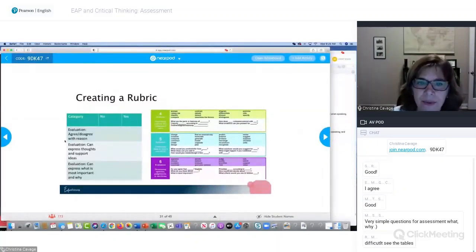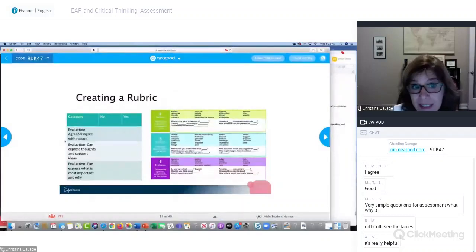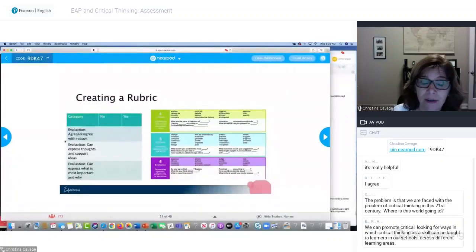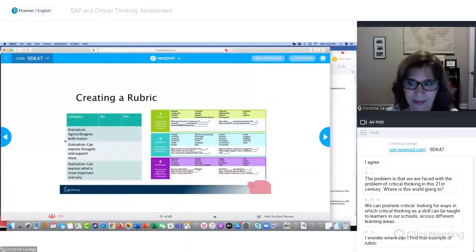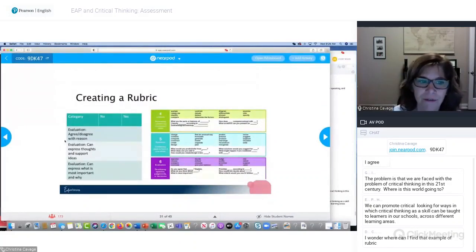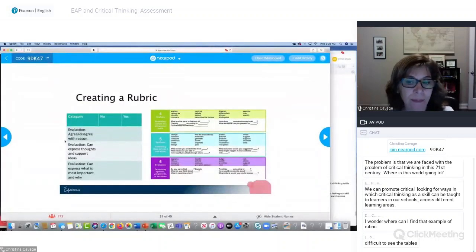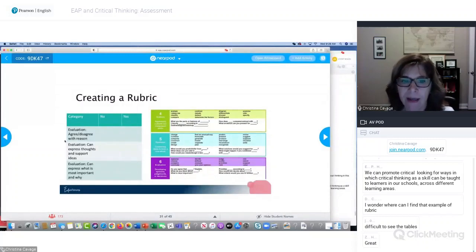So here's an example of a focus on 4, 5, and 6. Now this one is measuring critical thinking. Okay, so here with the evaluation, were my students able to agree and disagree and give a reason? Okay, that's a measurement of critical thinking. Can they express their thoughts and support their ideas? Again, a measure of critical thinking. And can they express what is most important, but why? Okay, again, here I'm measuring critical thinking.